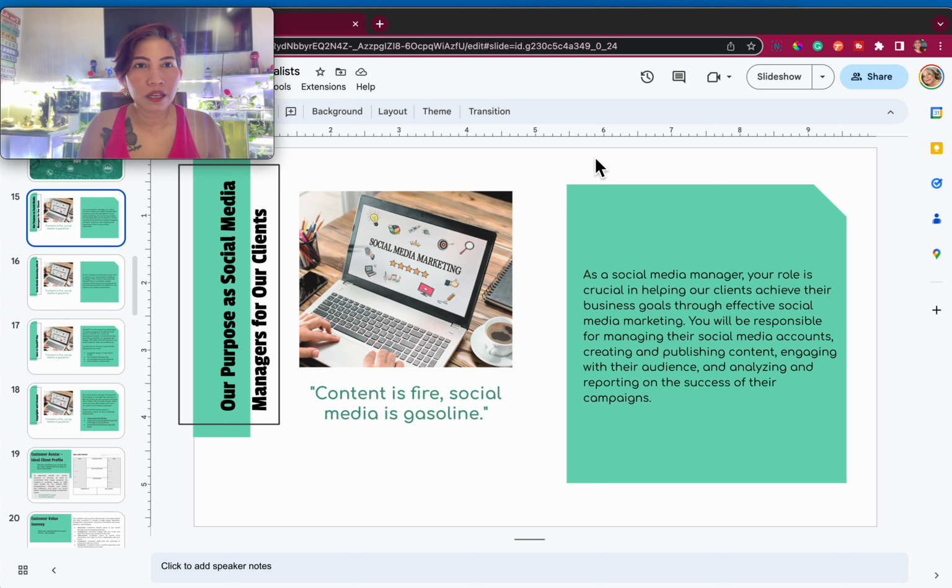So our role is to be that specialist. Our role is to strategize for them. Our role is to make sure that their social media profiles are working to the best of their ability to help their businesses grow. So that's our role.